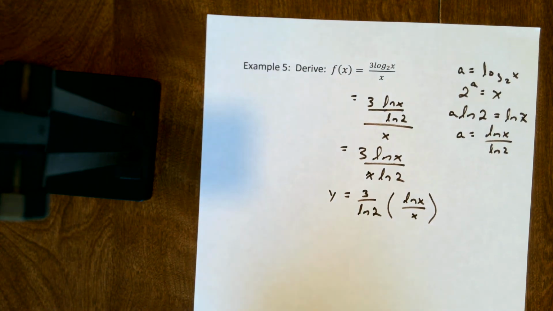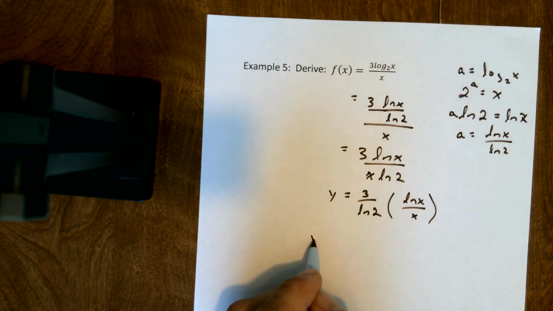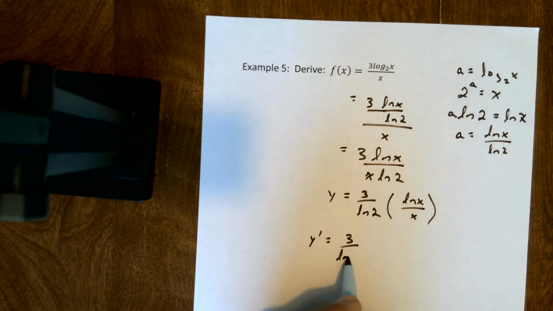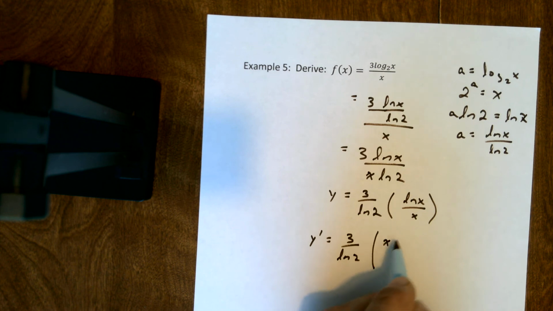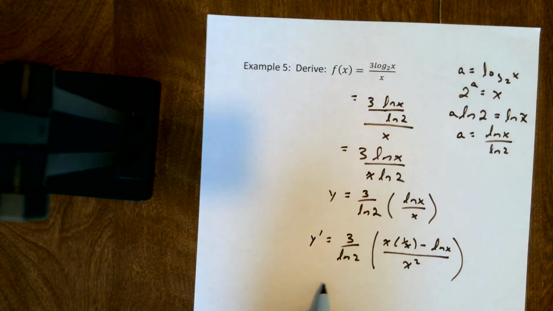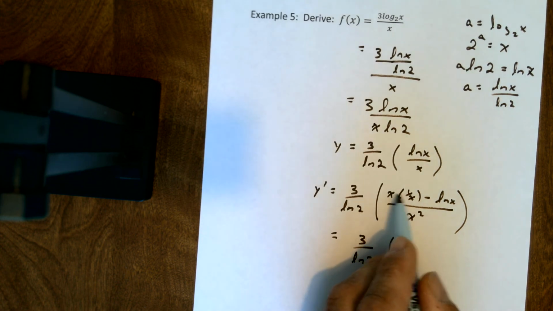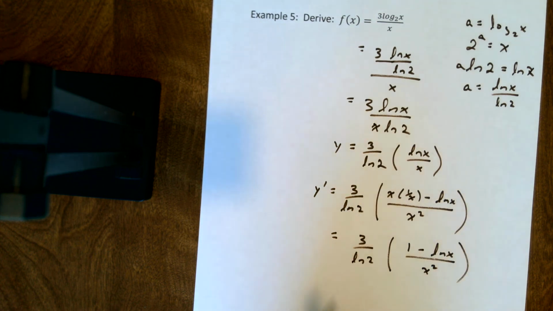Now I'm in a form that I'm ready to find the derivative of natural log of x over x. So my y prime, or dy dx, or f prime of x, is going to be 3 over the natural log of 2 times the derivative of natural log of x over x. So I have my x times 1 over x minus the natural log of x times 1 over x squared. So my derivative, cleaned up, we're going to have 3 over the natural log of 2 times x times 1 over x is 1 minus the natural log of x over x squared. And that's going to be our derivative.